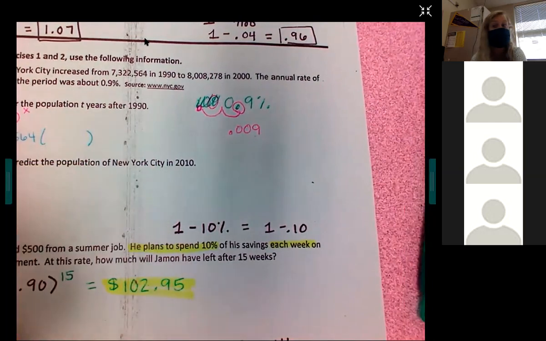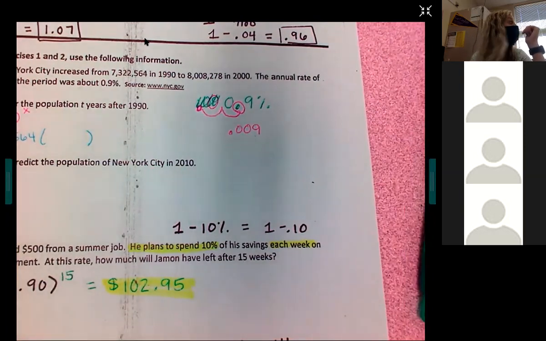We've been practicing it for 3 days now. This is the 3rd day. So remember, you got to change it to a decimal first. Now, some of y'all put 0.009 in the parentheses. That's not the factor. That's just what we get when we change the rate to a decimal. How do you find the factor if it's growing? Because it says increase. Add it to 1.